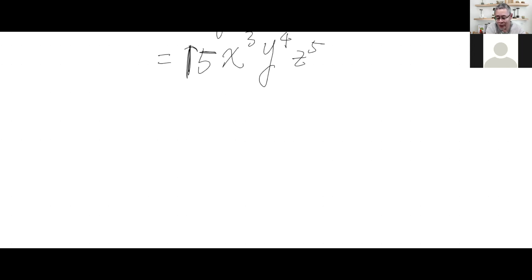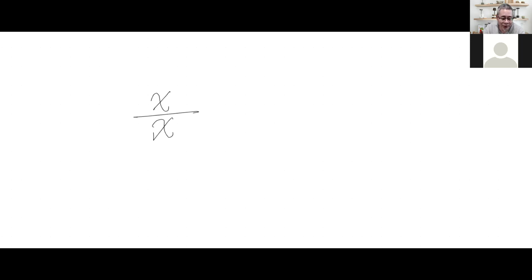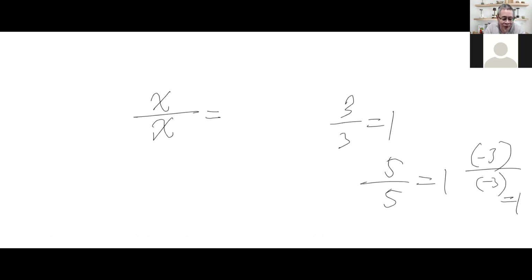So what do we mean when we have, say, x divided by x? Well, what should that be? Well, let's see. x is a number by itself. That should be 1, right? Because 3 over 3 is 1, 5 over 5 is 1, and even -3 over -3 is still 1. So x divided by x is 1.